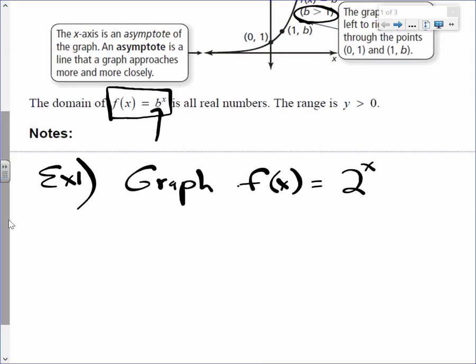What would be my b value here? My b value. Anybody tell me what the b value is? 2. So the b value is 2.